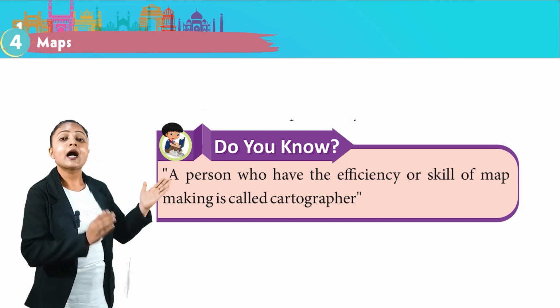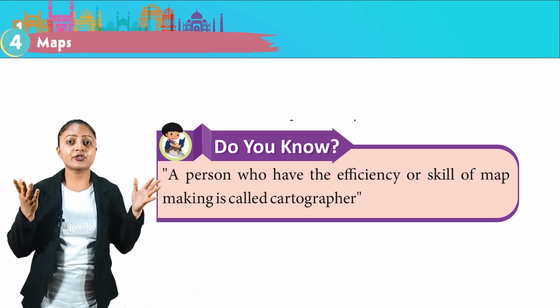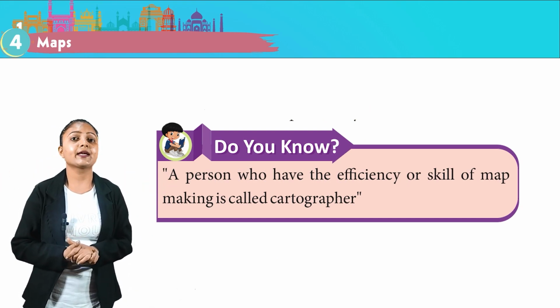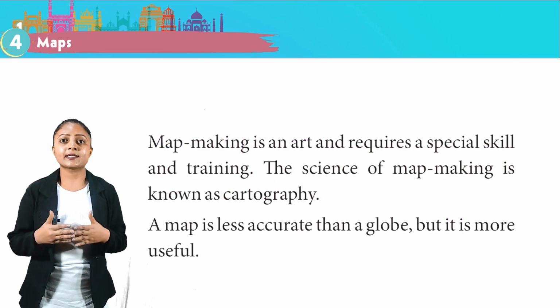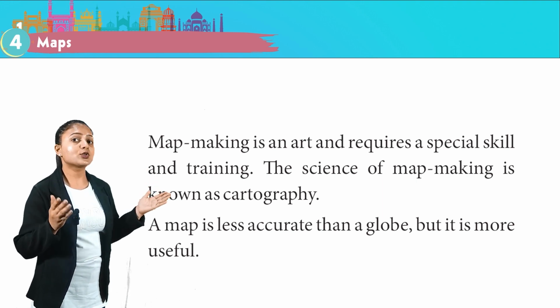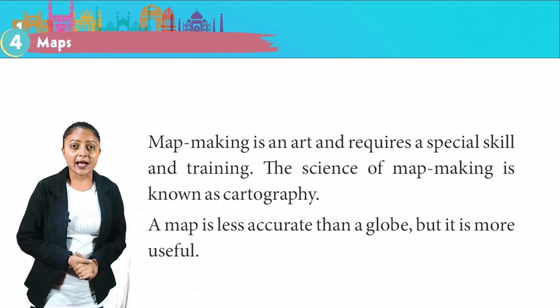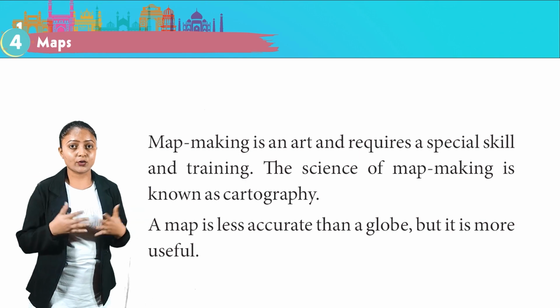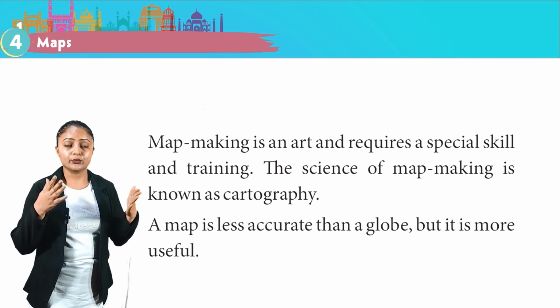Do you know? A person who has the efficiency or skill of map making is called a cartographer. Map making is an art and requires a special skill and training. The science of map making is known as cartography. A map is less accurate than a globe, but it is more useful.